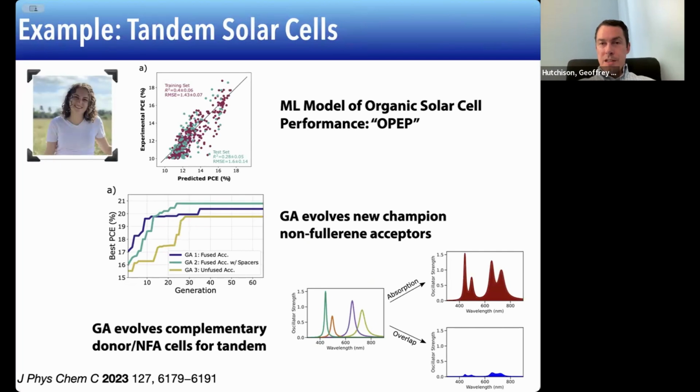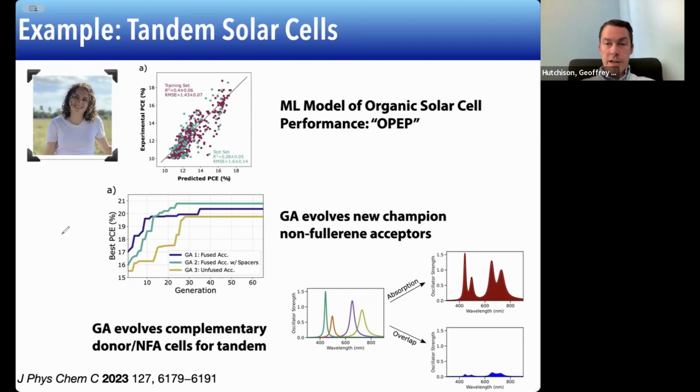So we've been building this up. Here's an example. This is actually version 2 of our OPEP, Organic Photovoltaic Efficiency Predictor. And you can see that the predicted power conversion efficiency is accurate to about 1.6% on the test set, and it's about 1.4, so 1.5, 1.6%, and that's, as I said, largely limited by the experimental data.